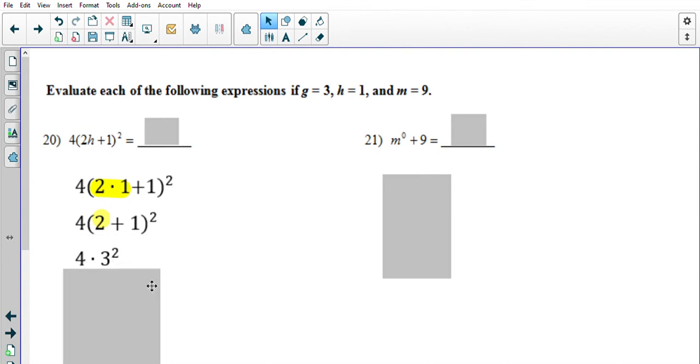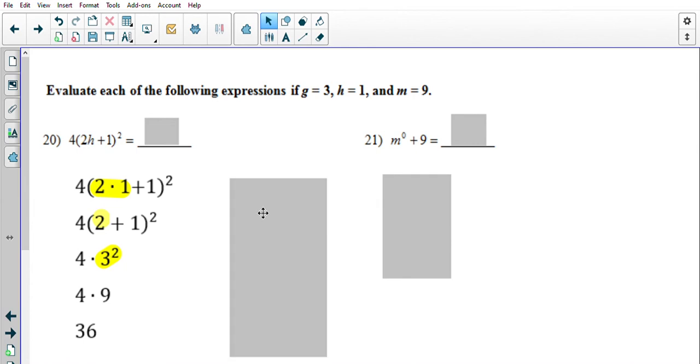You can keep the 3 in parentheses if you want. 3 squared, we've seen it so many times by now. You better not say it's 6. It is 9. So we have 4 times 9, and our final solution will be 36.